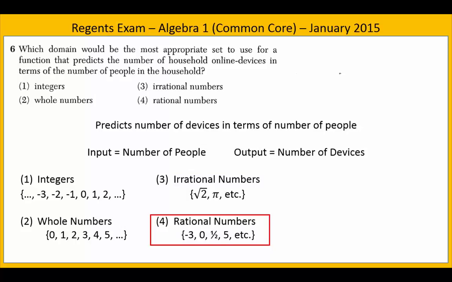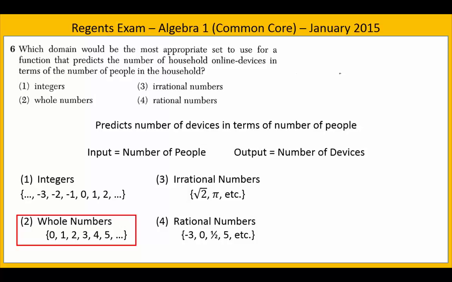Some rational numbers would make sense. 0 people, 5 people, that makes sense. But rational numbers also includes negatives and fractions. -3, 1/2, and it doesn't make sense to have -3 people or 1/2 of a person, and so choice 4 does not seem like a logical domain. Of these choices, the whole numbers seem like the best choice, and so choice 2 is our answer.